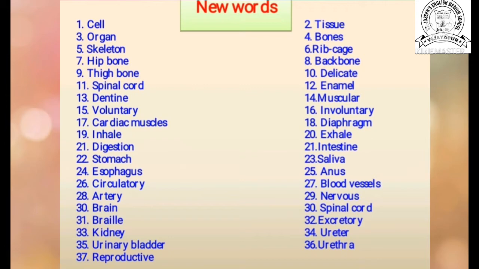Now the 17th one, cardiac muscles. It is one of the involuntary muscles. And these muscles are present in the heart. Therefore, these muscles are called cardiac muscles. 18th word, it is the diaphragm. It is one of the parts of the respiratory system, the diaphragm. Do you remember? I showed one GIF. In that GIF, there is a movement of the diaphragm when we take in air, when we inhale or let out air, there is a movement of the diaphragm muscles.